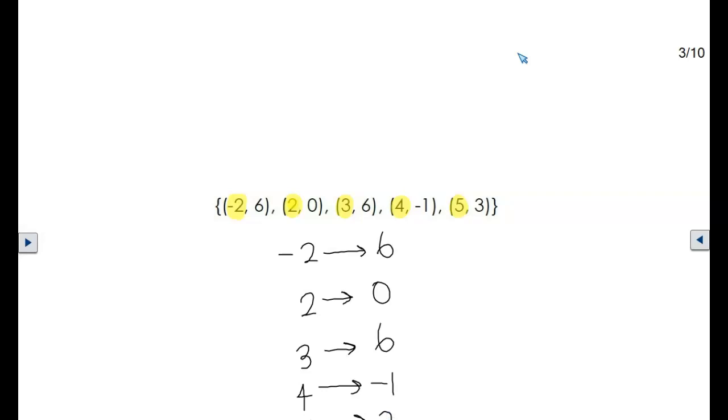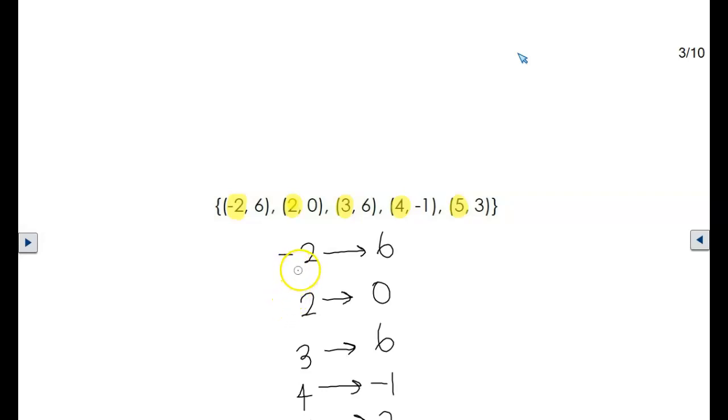So what I want you to notice is that each of these particular x values that I have over here has connected with exactly one y value. -2 connects with 6, and that's all it connects with. 2 connects with 0, and that's all it connects with. 3 connects with 6, and that's all it connects with. 4 connects with -1, and that's all it connects with. And then 5 is connected to 3.